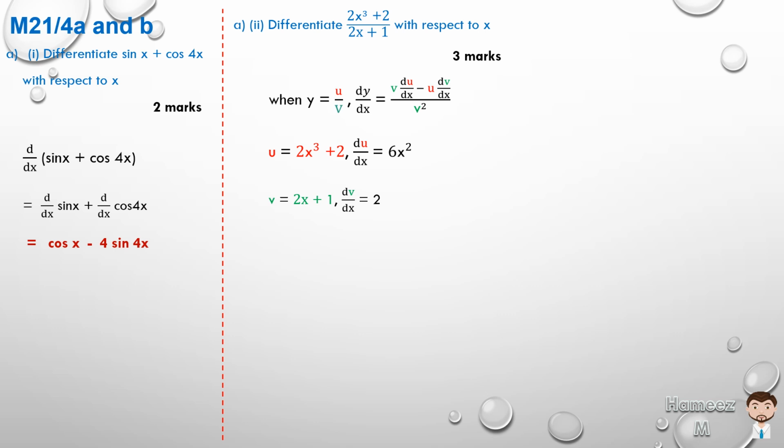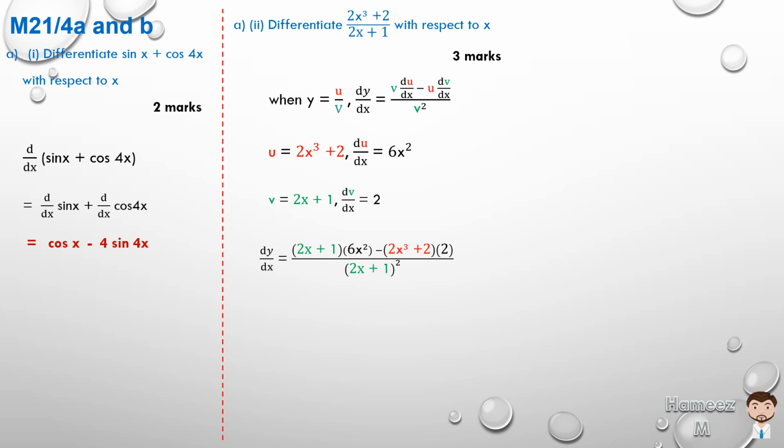So now we can substitute. dy/dx is equal to v du/dx, which is (2x plus 1) by du/dx, which is 6x squared, minus u dv/dx, which is (2x cubed plus 2) by dv/dx, which is 2. Notice we have the colors u in red and v in green for students to be able to follow easily, all over v squared, which is (2x plus 1) all squared.